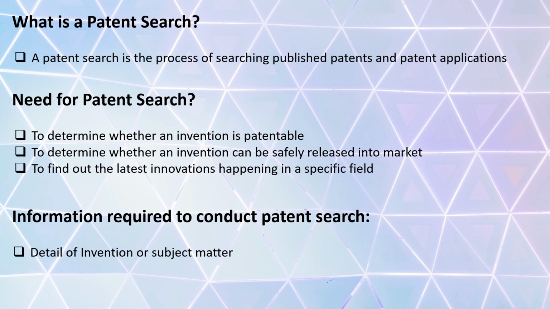Okay. So in case I'm going to file a patent, I'm going to conduct a search on maybe, as I said, automobile headlights. Whatever the invention has been done, I just need to get the information related to that invention or that subject matter. That is the only thing I need to conduct patent search. Now, how would we conduct patent search? Let's see that in the next slide.